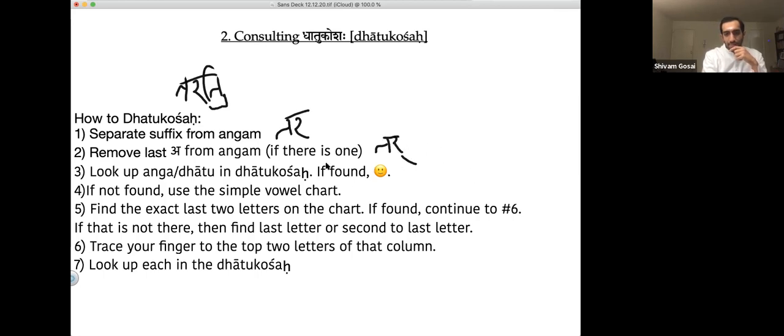Now I look it up and you won't find it. I'm just saving your time, but you won't find it, right? Sometimes you find them, sometimes you don't. So we go to number 4. We use the simple vowel chart. Let me see if I can pull one up again. Here we go.